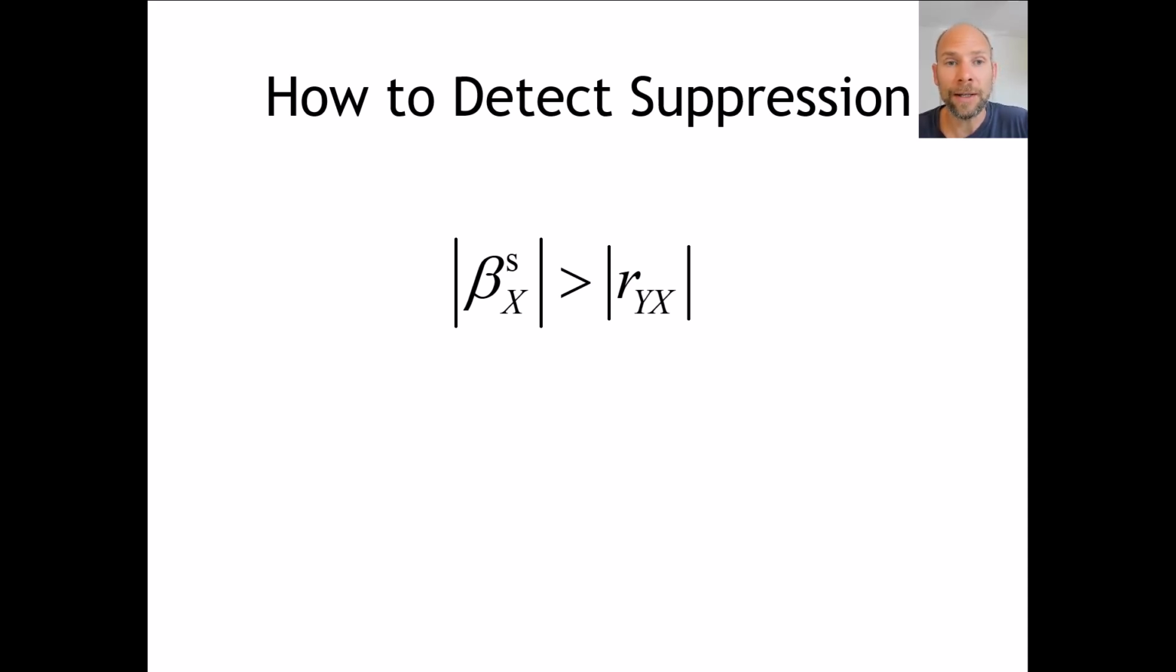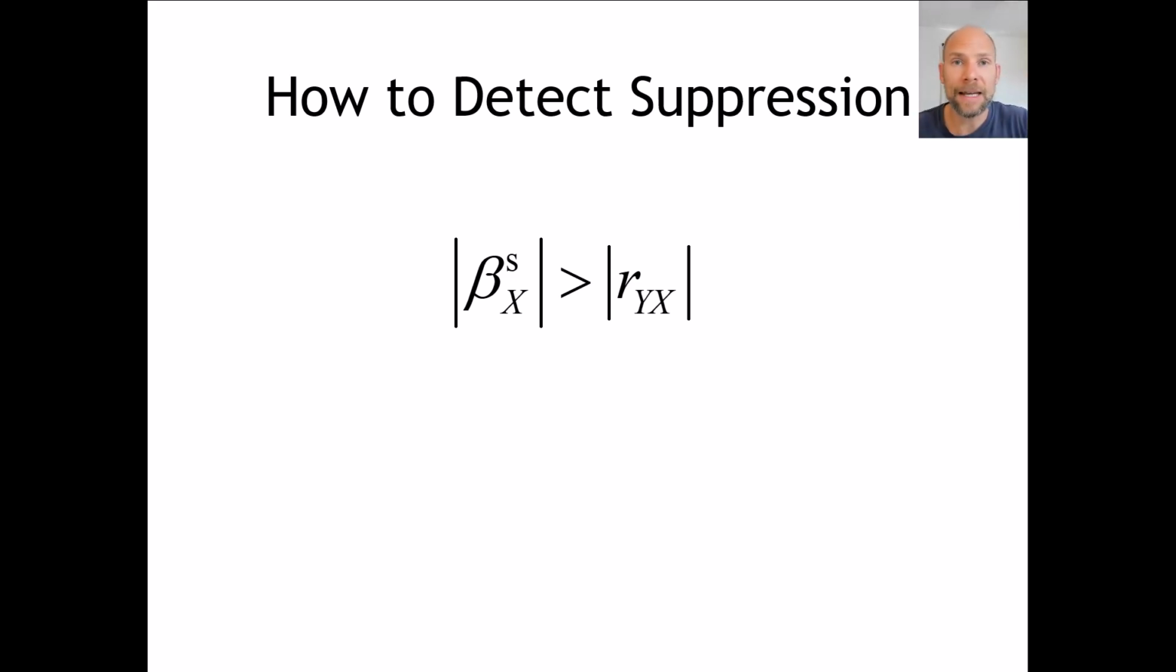And then one clear sign of suppression is when the absolute value of the standardized regression coefficient for a predictor variable, beta x standardized, is greater than the absolute value of the bivariate or zero order correlation between that predictor and the criterion variable. In that situation, you can be certain that you have suppression, or you can also use the definition earlier with the utility of the predictor, and you can check on that as well.